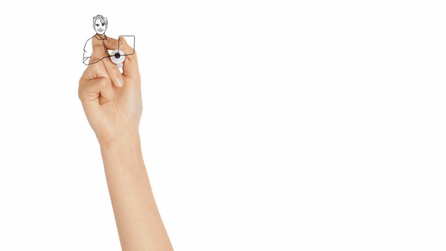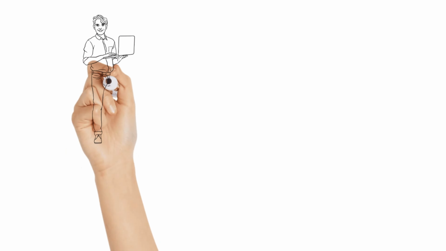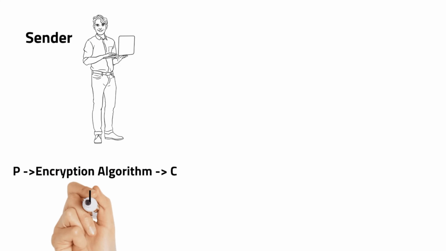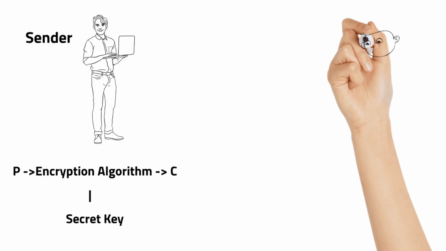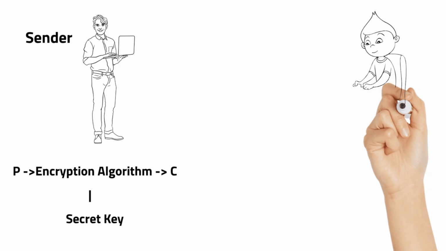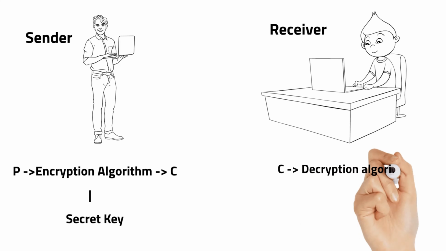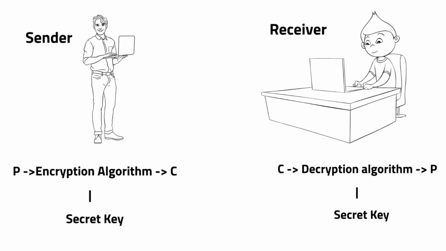In this algorithm, the sender encrypts the plain text message with the secret key and produces the ciphertext message and sends it to the receiver. The receiver decrypts the ciphertext with the same secret key and produces the plain text.